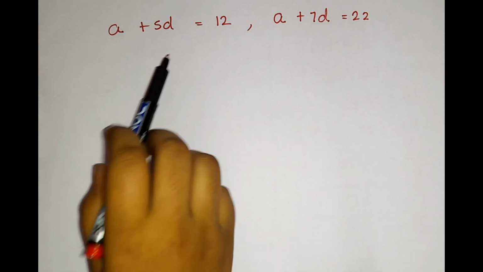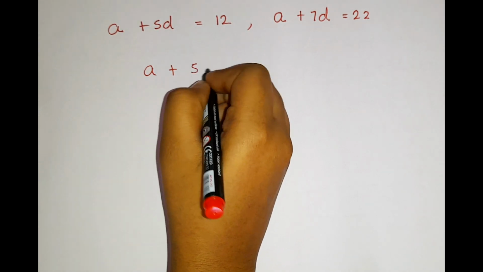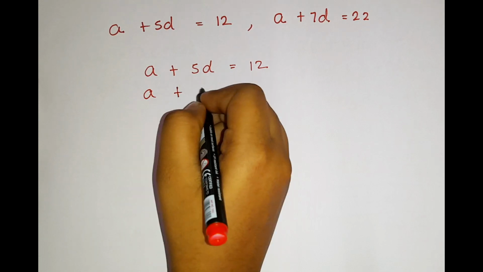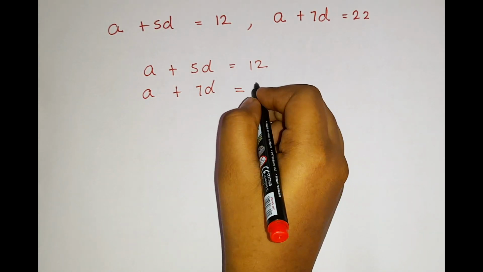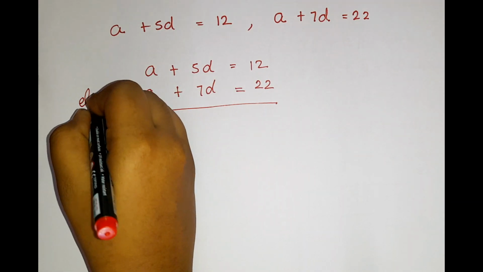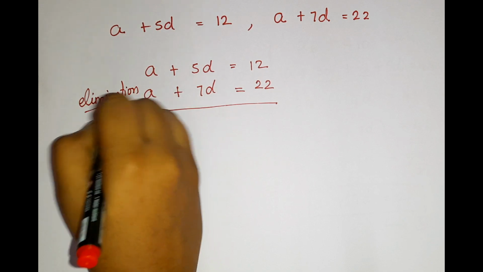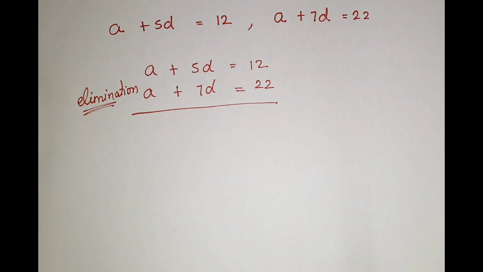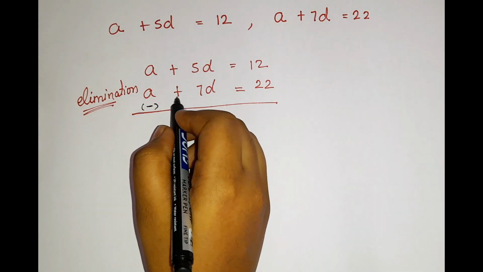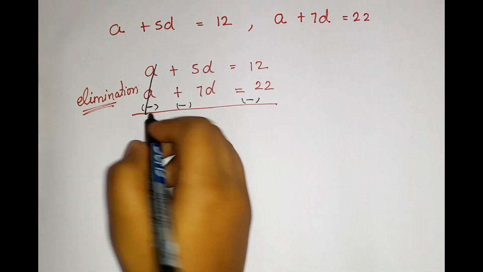Okay guys, so these are the two equations. I am going to solve them by the elimination method. Of course you guys know how to solve it by elimination: we are supposed to change the signs. So here if it is plus, we are supposed to change it as minus, and here plus becomes minus, so here also plus, minus. So here we can cancel it.